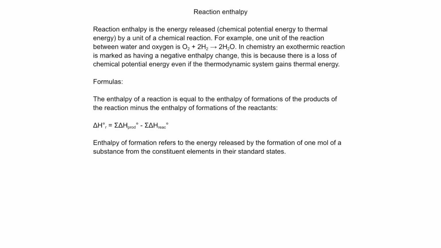In chemistry, an exothermic reaction is marked as having a negative enthalpy change. This is because there is a loss of chemical potential energy even if the thermodynamic system gains thermal energy. Basically, what that means is you can take the enthalpies of formation of all of the products summed up. If there's 2 moles of a product, you just put 2 of them in, minus the sum of all of the enthalpies of formation of all of the reactants. Once again, if there is more than 1 mole of a certain reactant, you just multiply it by whatever number.